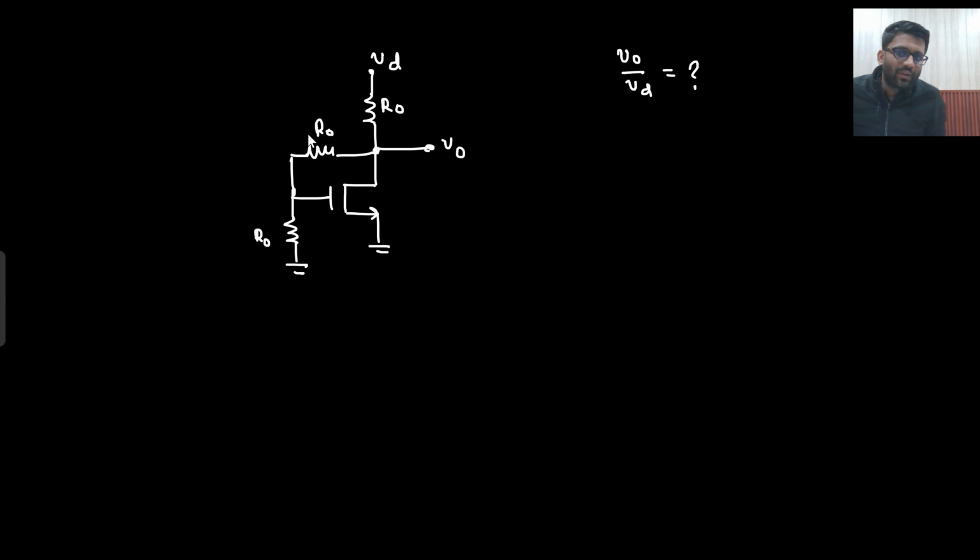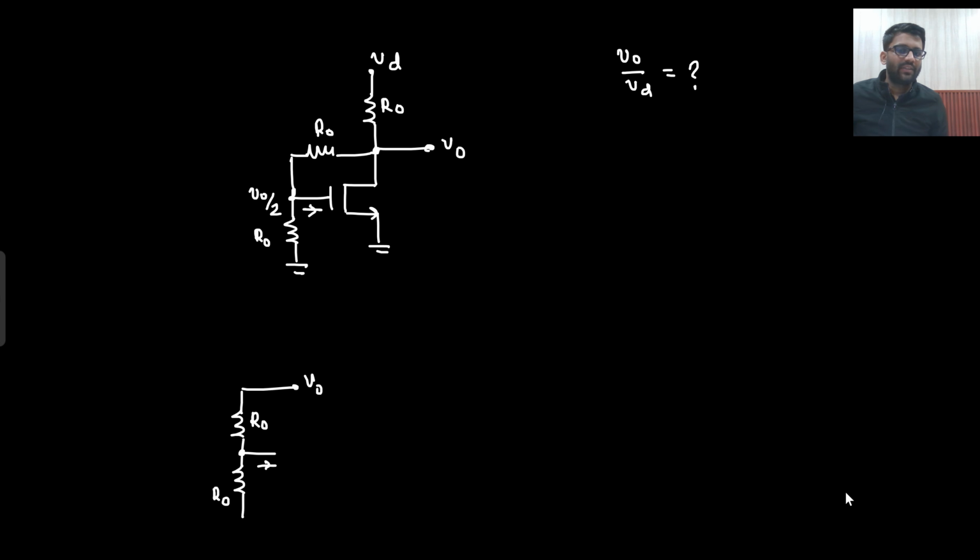So if this is your V naught and these are your R naught, how much current will this drive? 0 ampere current. Basically, this node is V naught, then there is R naught, then another R naught, and then there is a MOS, which is driving 0 ampere current. So what will be the voltage here? V naught by 2. Because it is driving 0 ampere current, I can do the potential division.